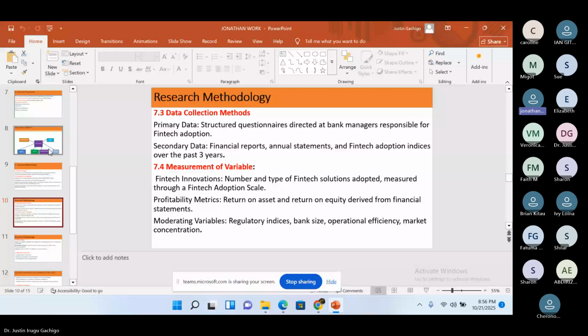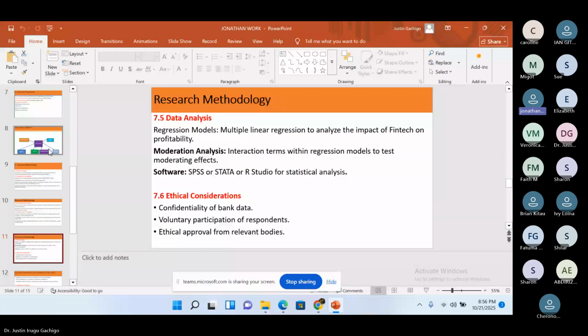In terms of data analysis, I'll use regression models, that is a multiple linear regression, to analyze the impact of FinTech on profitability. Then a moderation analysis, that is the interaction terms within the regression model, just to test moderating effects. Software, I'll use SPSS, Stata, or RStudio for statistical analysis.